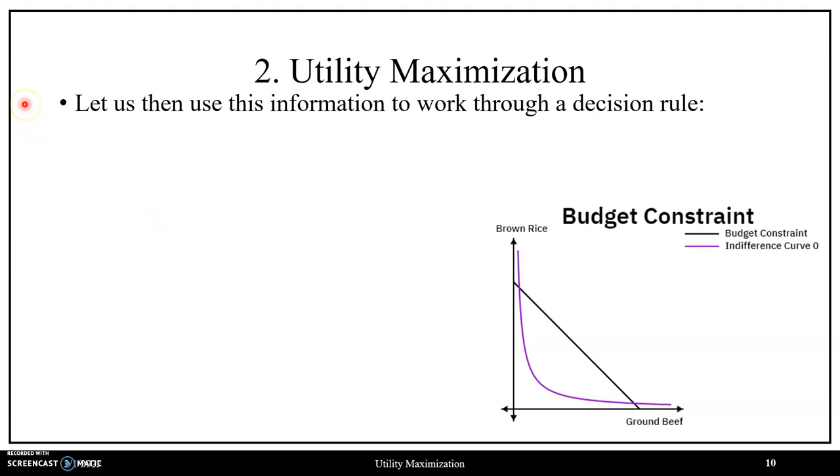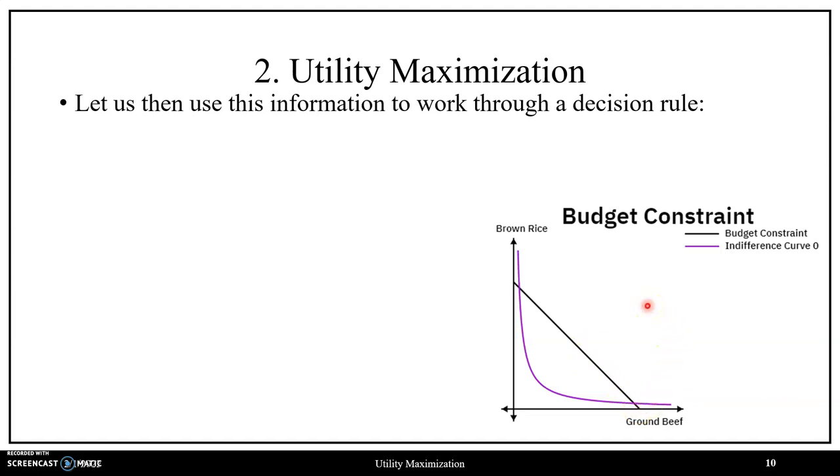So then, let us use this information to work through a decision rule. We have our utility maximization process on the right, where we have quantity of brown rice on the vertical axis and quantity of ground beef on the horizontal axis. We have an initial indifference curve for a particular level of utility in purple, labeled as indifference curve 0, and we also have our budget constraint representing all the possible choices available to our consumer with their current income and the prices they are facing.